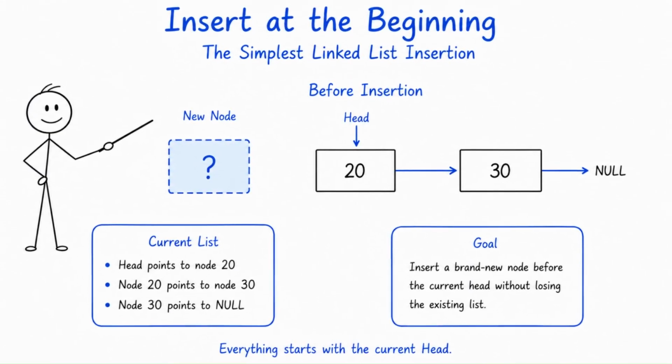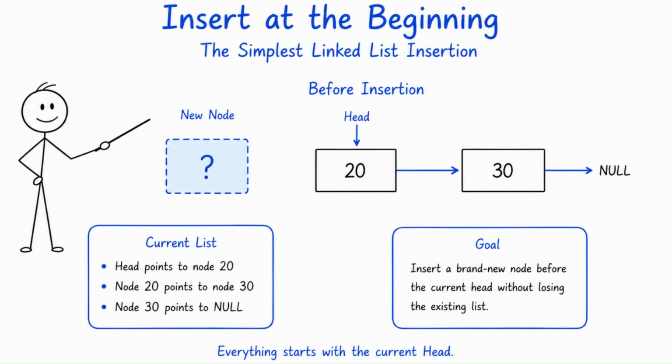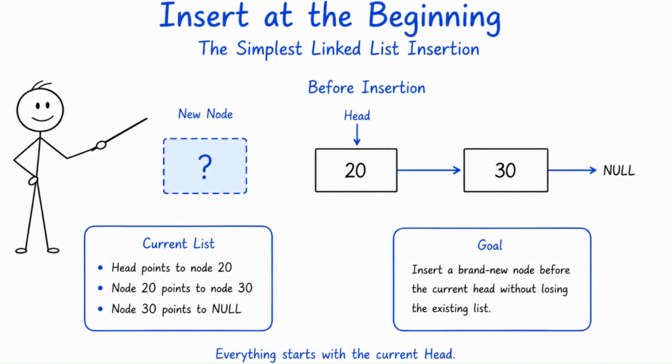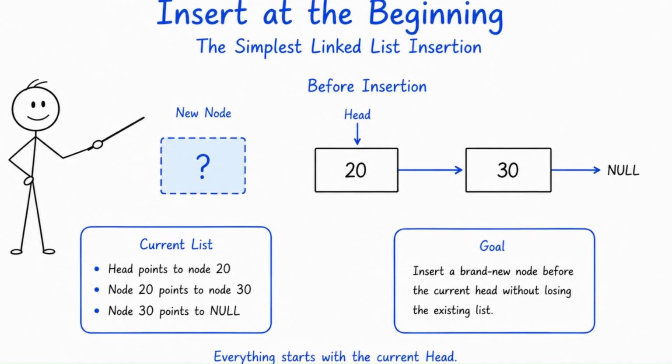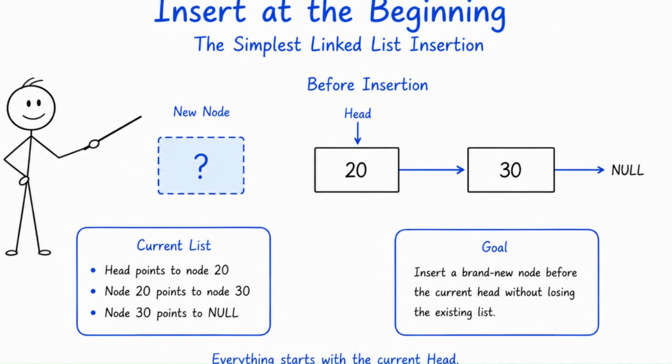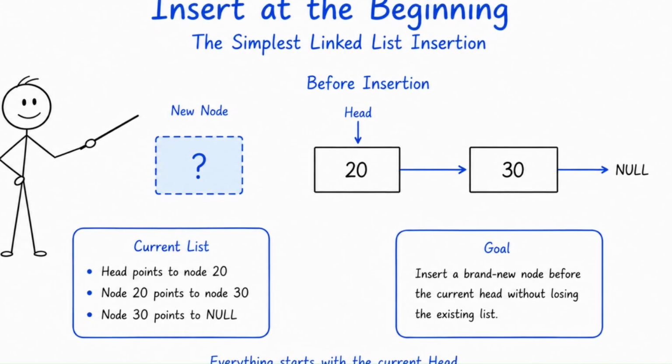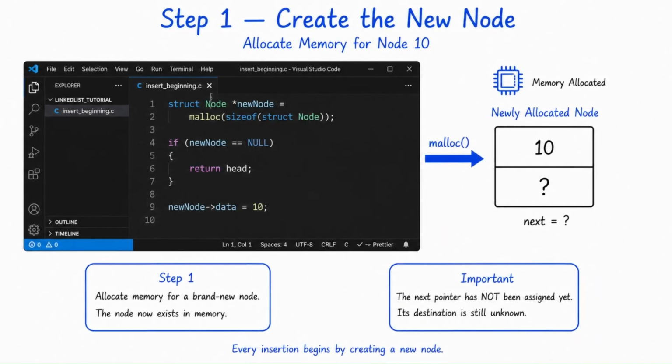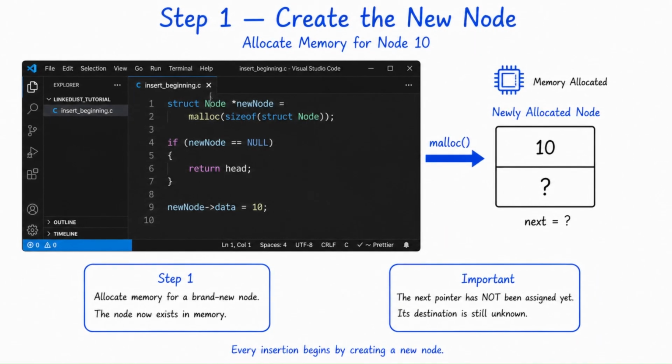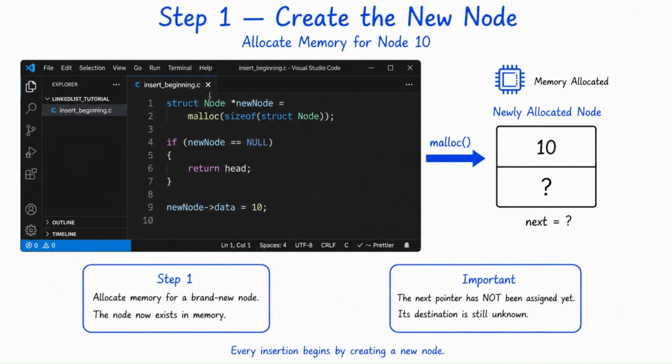Right, let's look at section 2. Adding at the beginning, the easy path. Let's walk through the physical metaphor for prepending. In our before state, our head points to node 20, which points to 30, which points to null. Simple enough.